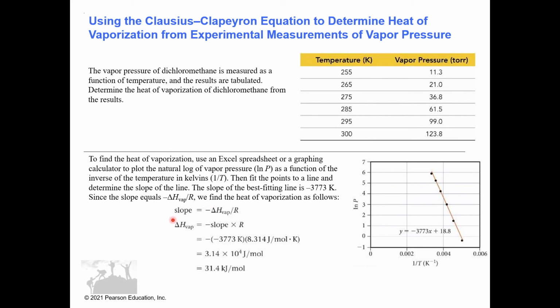Okay, so don't forget that slope is negative delta H vaporization over R. So we manipulate this equation a little bit so that we could solve for delta H. We plug in our values, and our delta H value is 31.4 kilojoules per mole. Now again, you're not going to be using this form of the Clausius-Clapeyron equation, but I want to just show you how it's used and how you would solve a problem like this.